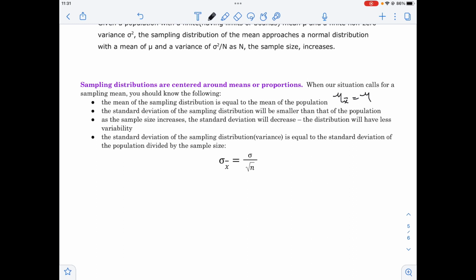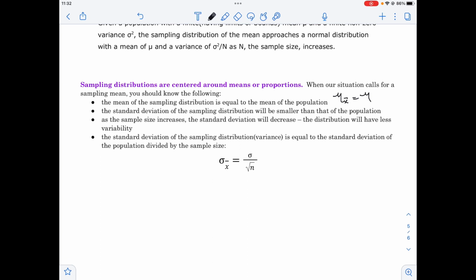So we just saw in our demonstration that our standard deviation gets smaller and smaller with our sample sizes increasing, compared to just one population or parameter. As the sample size increases, so if we go from 10 to 40 to 100, the standard deviation will decrease, and the distribution will have less variability. It's that tighter shape that we saw in Desmos, so it's pretty clear.